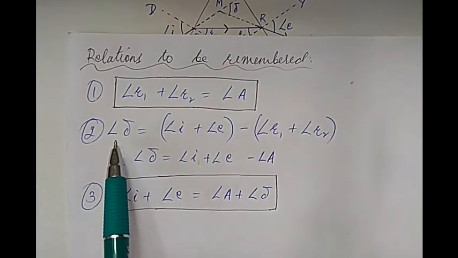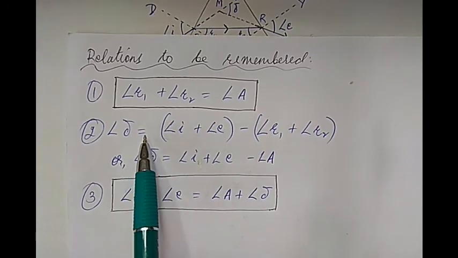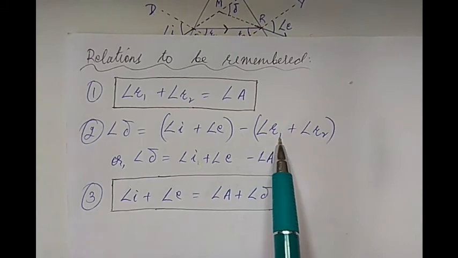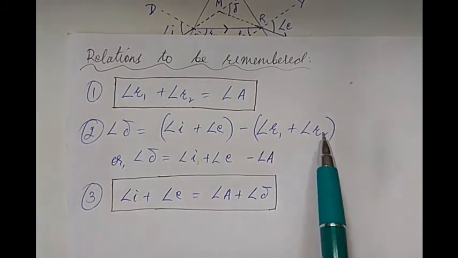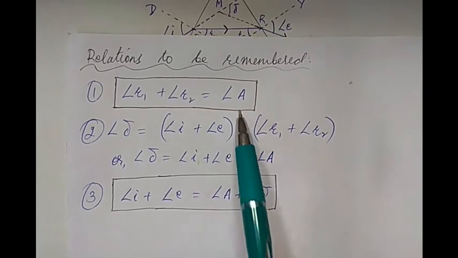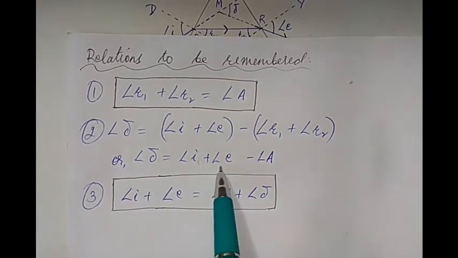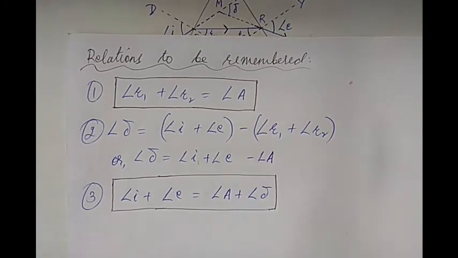Okay, so first let us give a look at relation 2. The angle of deviation is equal to angle of incidence plus angle of emergence minus the sum of angle R1 and angle R2. But since this we've already seen is equal to the angle of the prism, therefore angle of deviation is equal to angle I plus angle of emergence minus the angle of the prism, which can also be rewritten as relation 3. Angle of incidence plus angle of emergence is equal to angle of the prism plus angle of deviation. Now these are some of the relations that you need to remember.